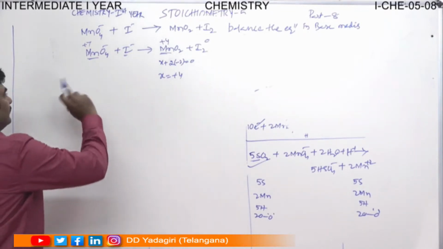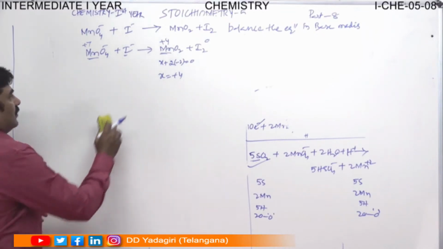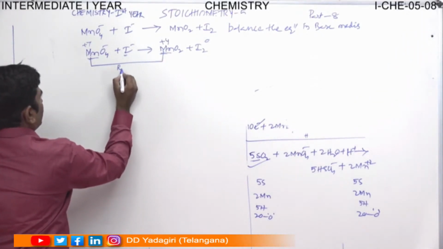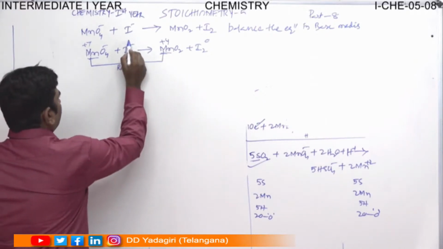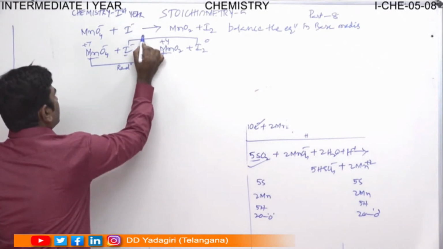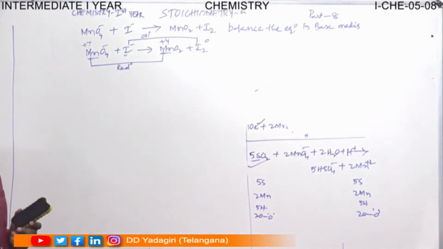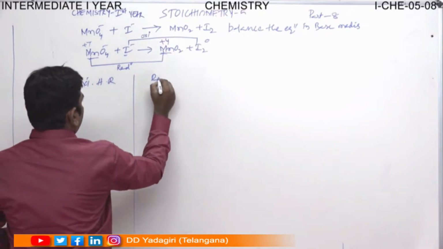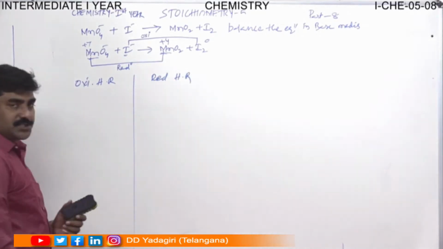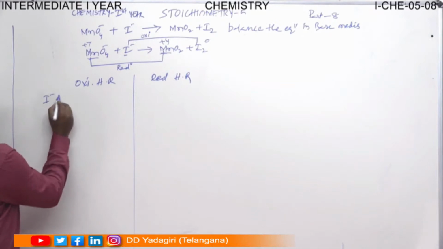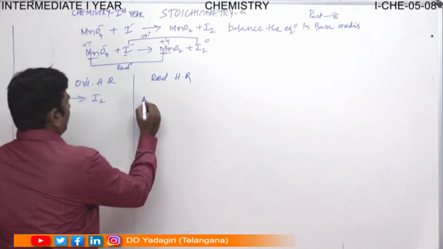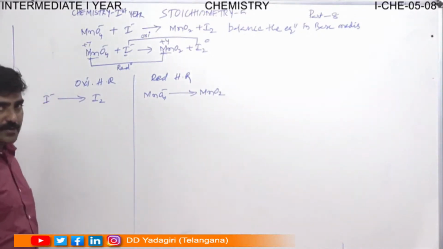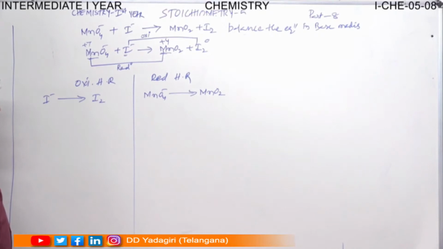Which is undergoing oxidation and which is undergoing reduction? The positive charge is decreasing, therefore it is reduction: plus 7 to plus 4. Minus 1 to 0 is the oxidation process. So on one side there is the oxidation half reaction and on the other side the reduction half reaction. The oxidation half reaction is I minus to I2. The reduction half reaction is MnO4 minus to MnO2.